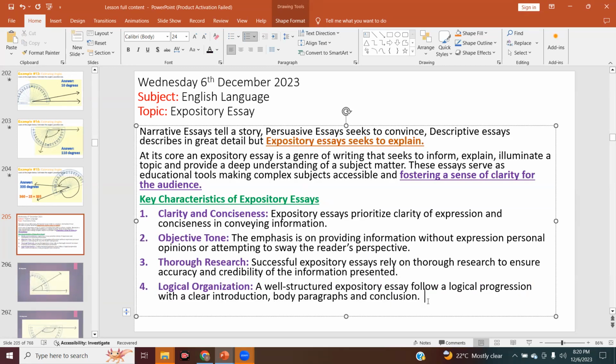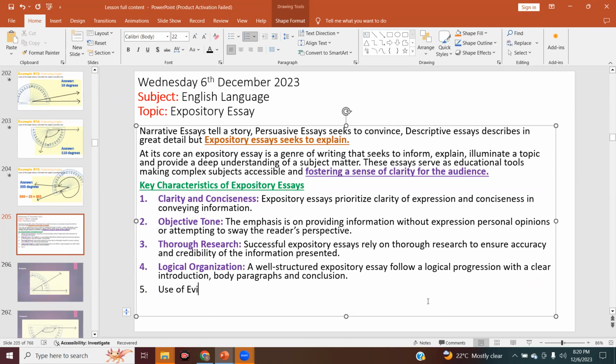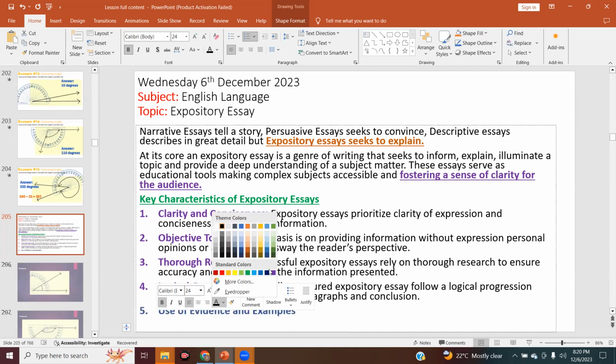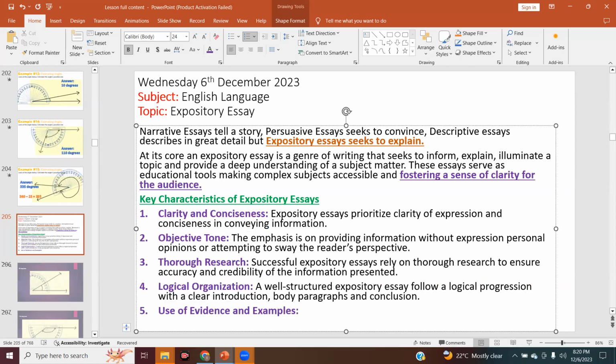And then the next characteristic of an expository essay would be the use of evidence and examples. So when you're writing this expository essay, you have to give evidence on whatever you're saying, and it has to flow with whatever topic you're talking about. So your evidence is basically a way to substantiate your claim. So writers substantiate, or back up, right, their claims.